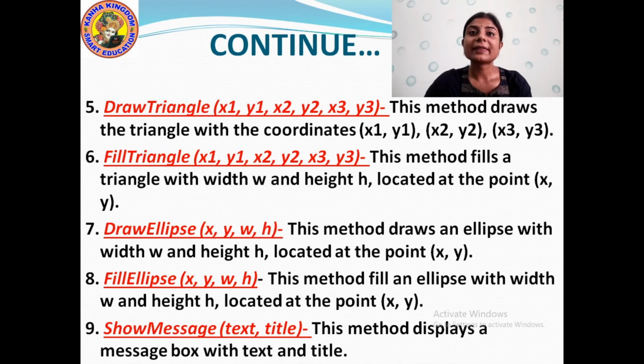Then FillTriangle. You can also fill the triangle using different coordinates, that is X1, Y1, X2, Y2, X3 and Y3. Then DrawEllipse. You can draw an ellipse with different width and height, okay, starting from the coordinate point. Then FillEllipse. You can also fill the ellipse using this method. And lastly, you can even show the text or title that you have written by using this method, that is ShowMessage, text or title. So these are the different methods of the GraphicsWindow object in Small Basic.